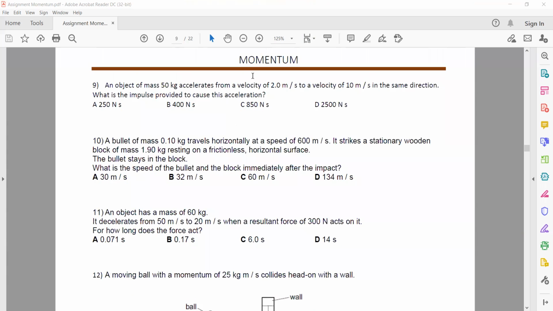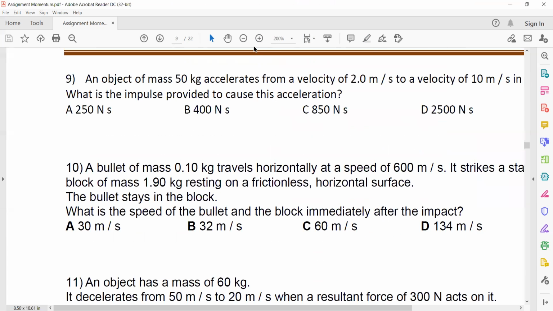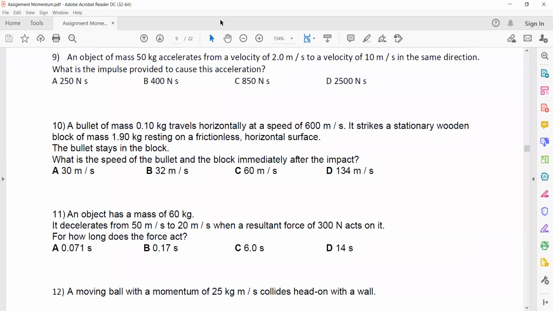And question 9, an object of mass 50 kilogram accelerates from a velocity of 2 meter per second to 10 meter per second. What is the impulse provided? Impulse is a change in momentum, which is mv minus mu. So mass is 50, final velocity is 10, minus mass 50 and the initial velocity 2. So this will be 500 minus 100, so that is equal to 400. B will be the right answer for this.